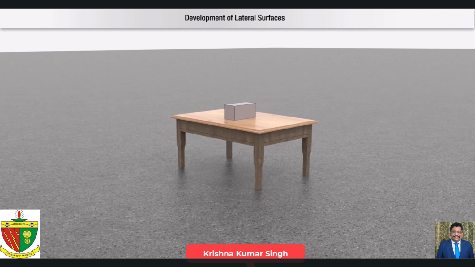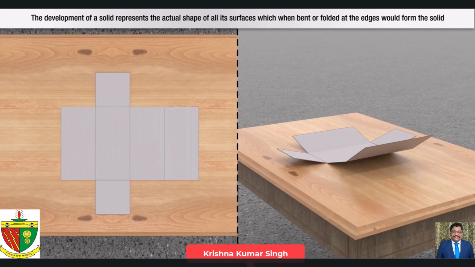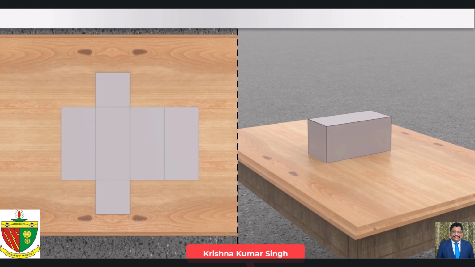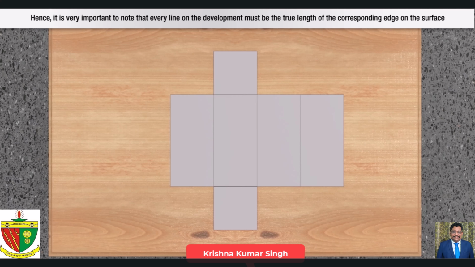Thus, when surfaces of a solid are laid out on a plane, the figure obtained is called its development. The development of a solid represents the actual shape of all its surfaces, which, when bent or folded at the edges, would form the solid. Hence, it is very important to note that every line on the development must be the true length of the corresponding edge of the surface.